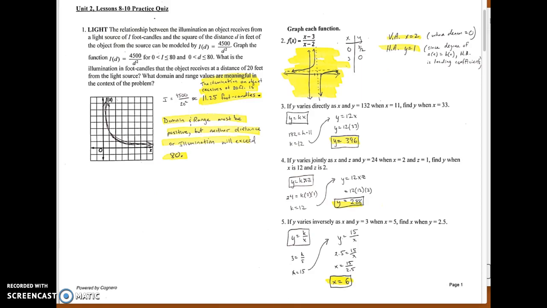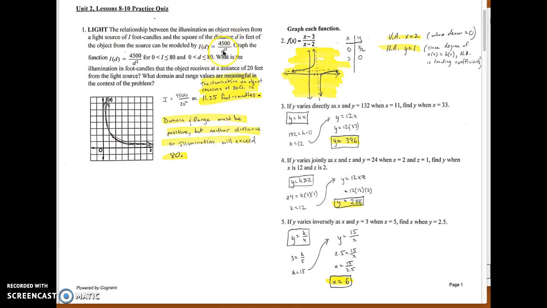So the first thing we need to do is to graph the problem. Then we need to solve it for a specific value, and then we need to talk about the domain and the range. So there's three things that I'm going to be looking for in the answer to this problem. So the first thing, to graph it, is 4500 over d squared.